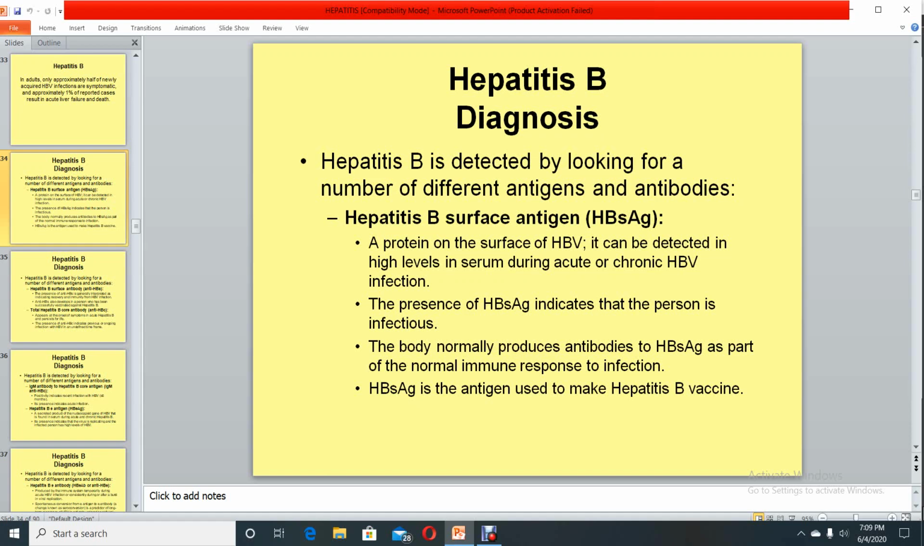The core antigen is very important. The antibody against it is called the anti-hepatitis B core, the anti-HBc IgM, should be done.